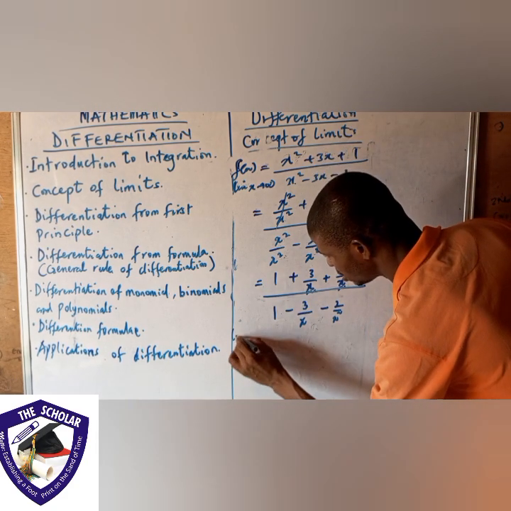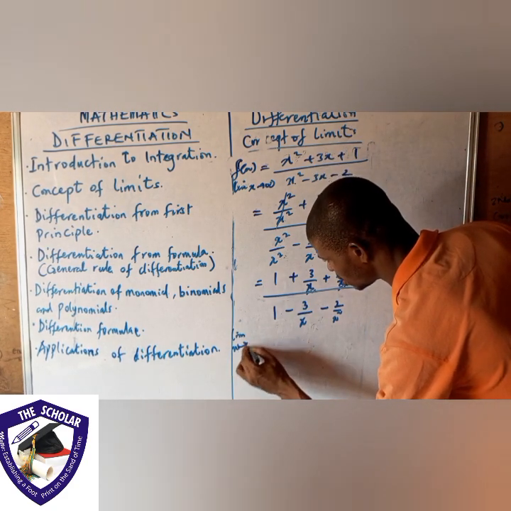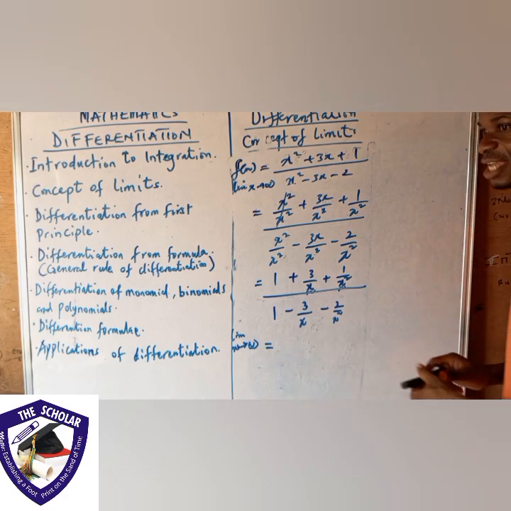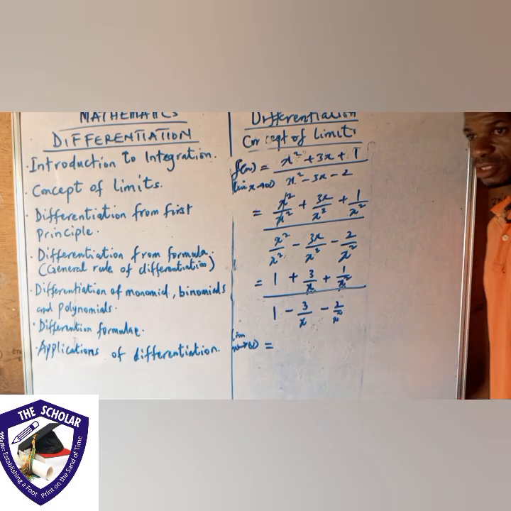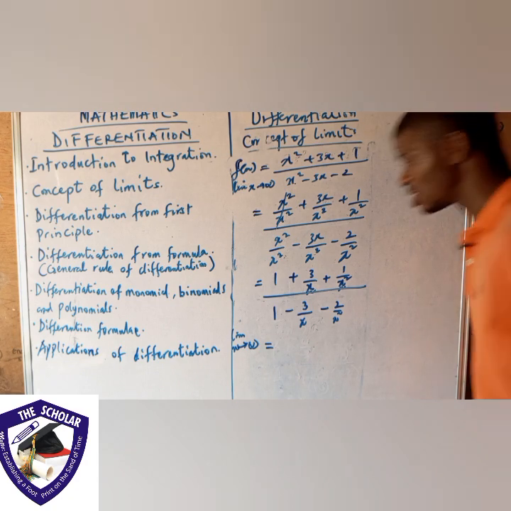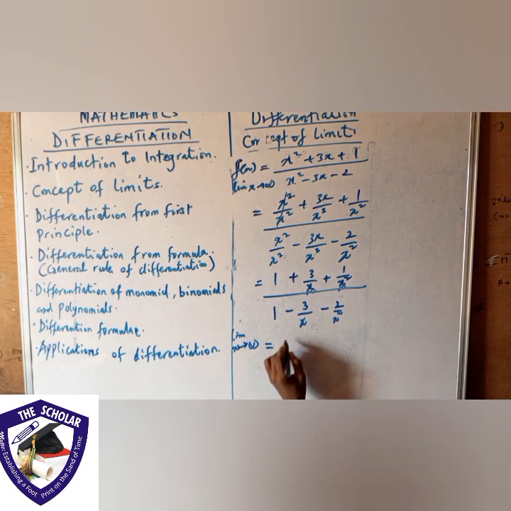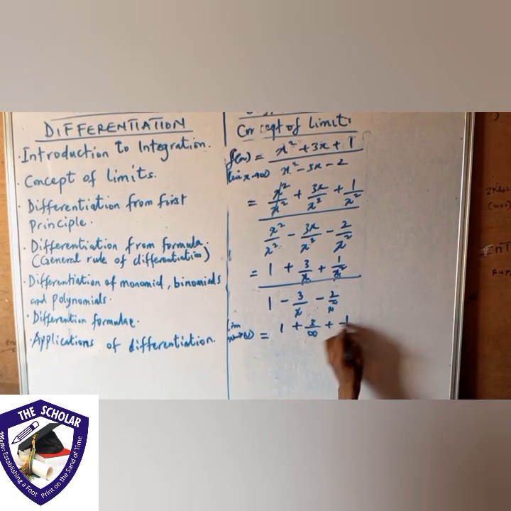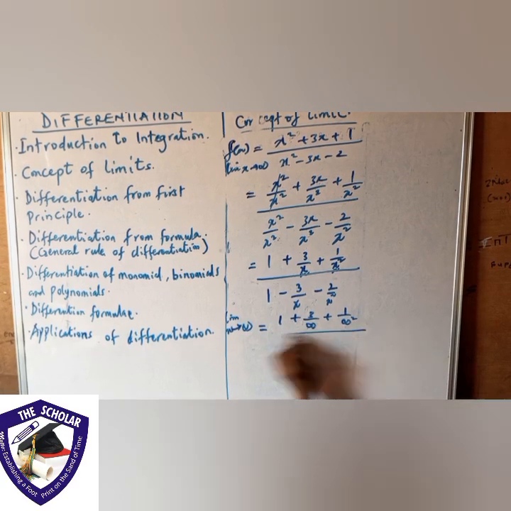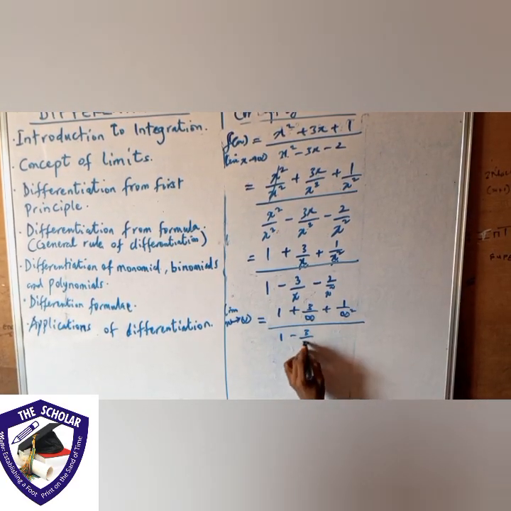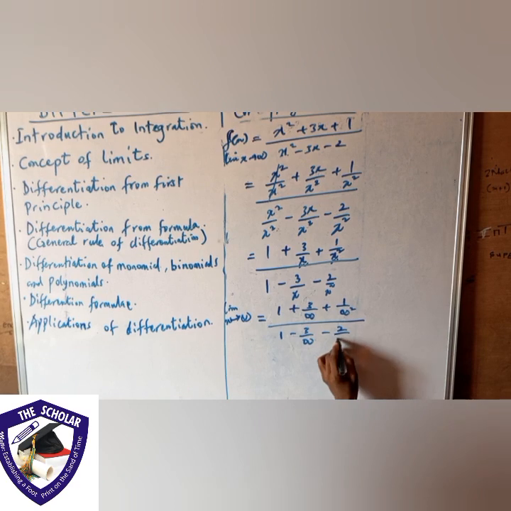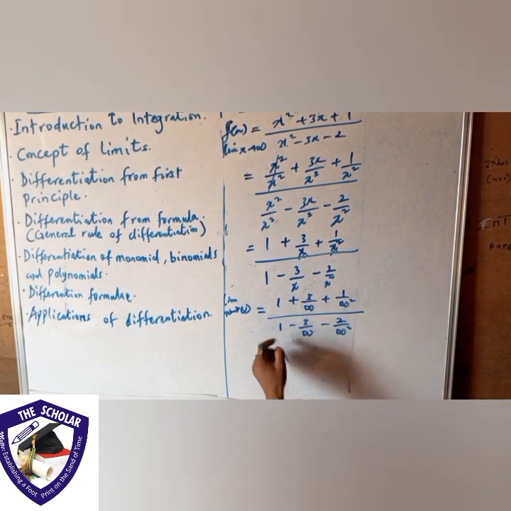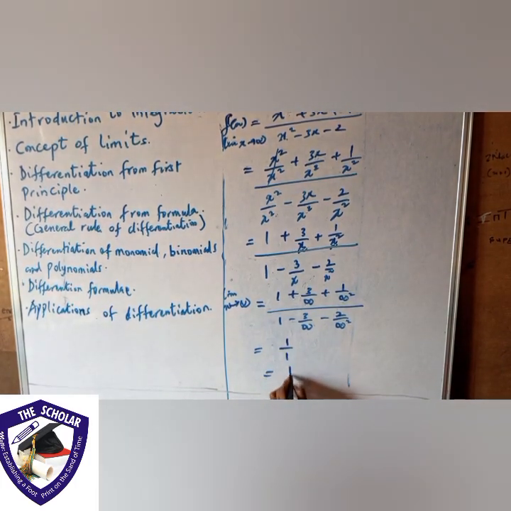As limit of x tends to infinity, just like I explained earlier, infinity means an end which you cannot approach, and we always assume it as 0. So that means I'm going to have 1 plus 3 over infinity plus 1 over infinity squared, divided by 1 minus 3 over infinity minus 2 over infinity squared. Since we take infinity as 0, our answer is going to be 1 over 1, which is 1.